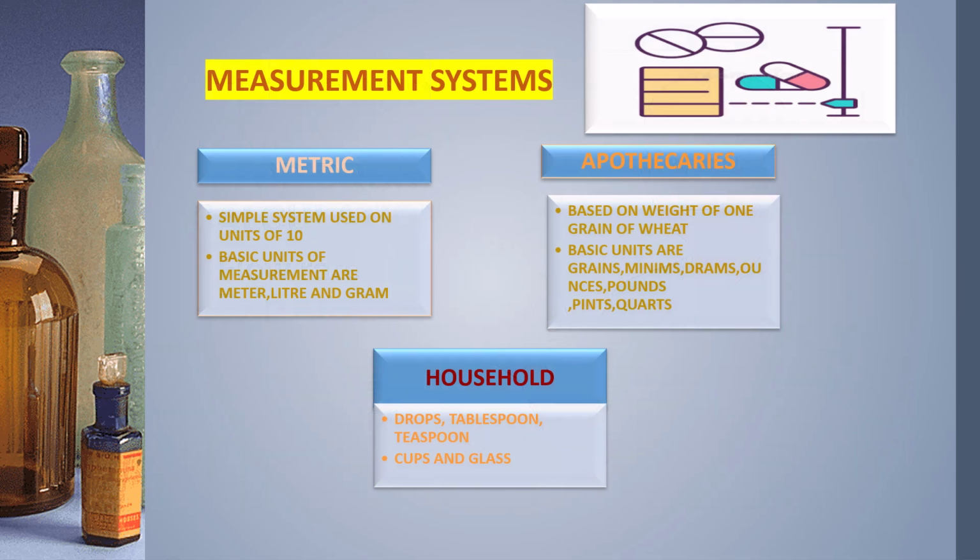Now, what I want everybody to know is that the measurement systems are basically classified into three: metric, apothecaries, and household systems. Metric is what we use generally, universally, and it is used in units of 10. The basic units are your meters, liters, grams. Apothecaries is based on the weight of a grain of wheat, that is grains, minims, drams, ounces, pounds, pints, quarts. It is very, very rarely used. Household is still something that we do use, that is your drops, tablespoons, teaspoons, cups, glasses. You will see it in pediatric measurements mostly.